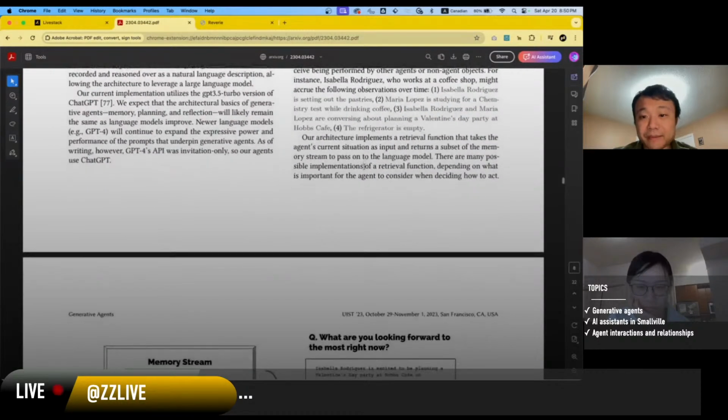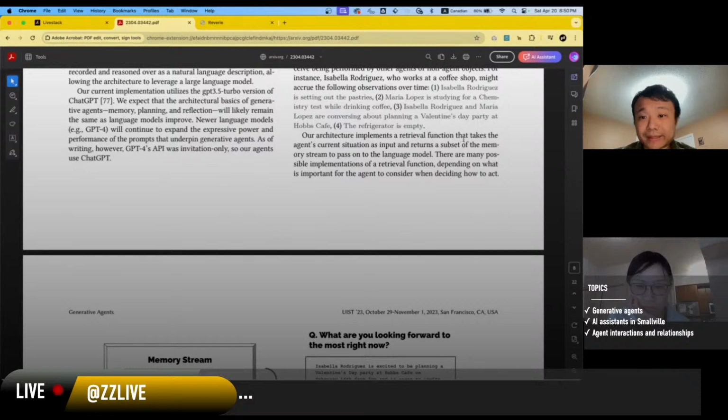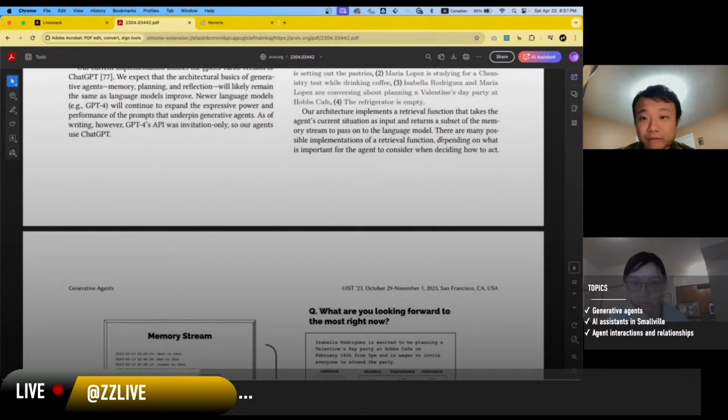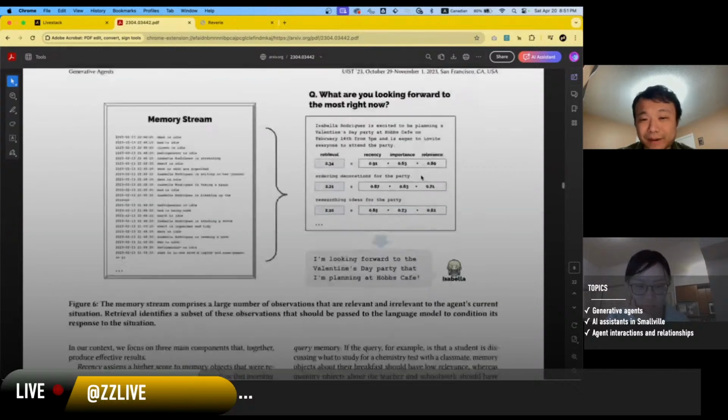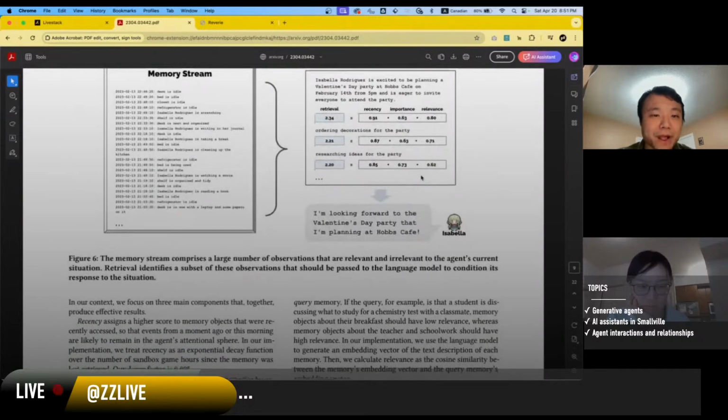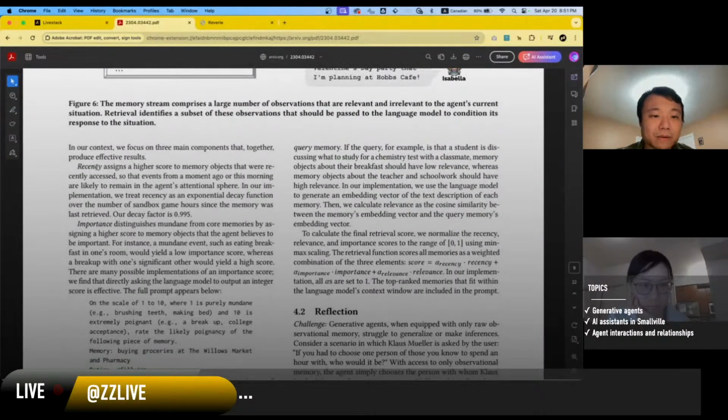Our architecture implements a retrieval function that takes the agent's current situation as input and returns a subset of the memory stream to pass on to the language model. There are many possible implementations of a retrieval function, depending on what is important for the agent to consider when deciding. Okay, they just have a RAG, a long-term memory RAG. In our context, we focus on three main components that together produce effective results. Okay, it's a weighted score.